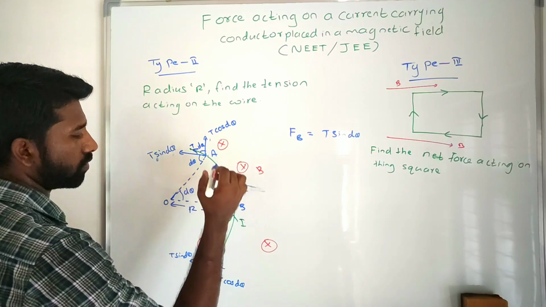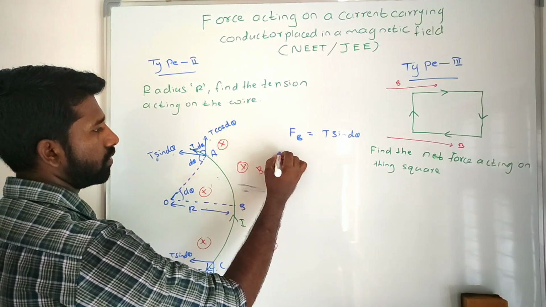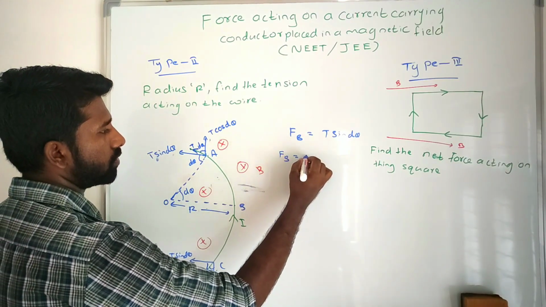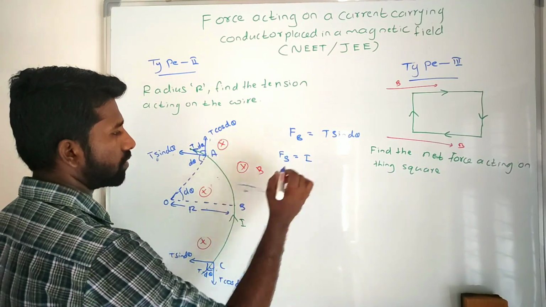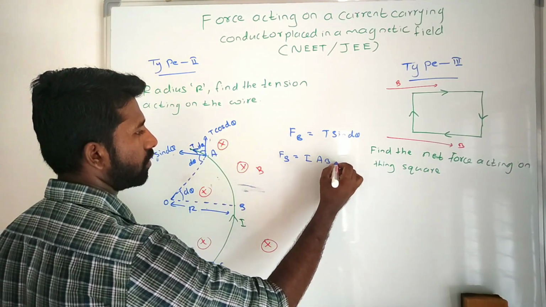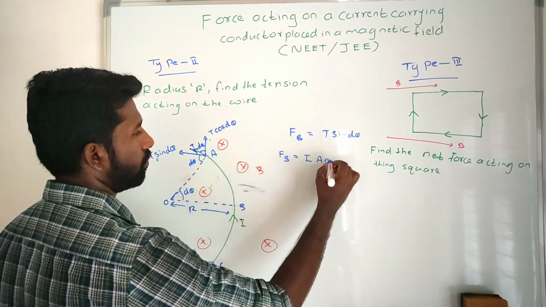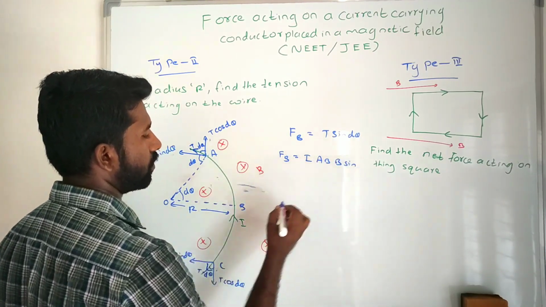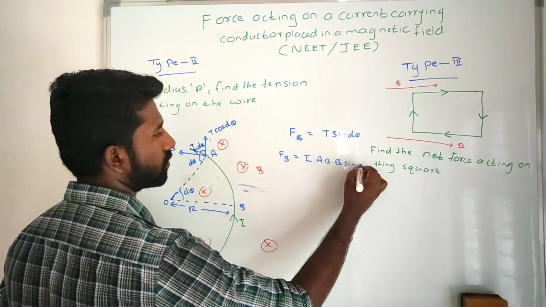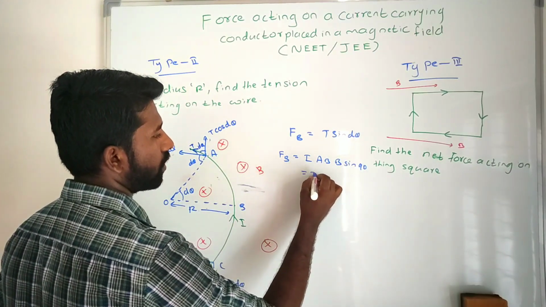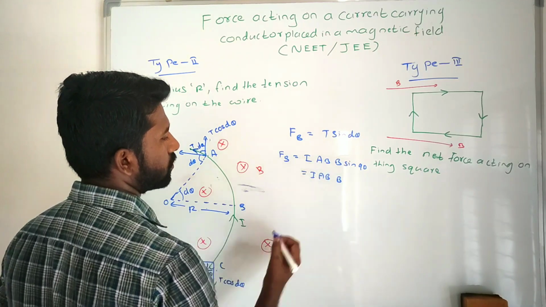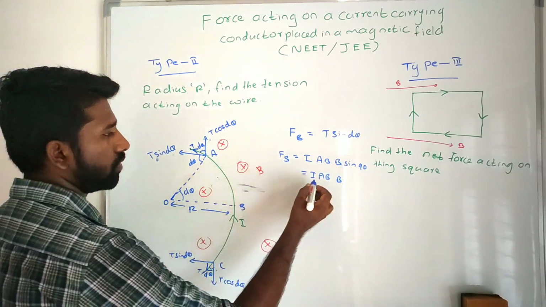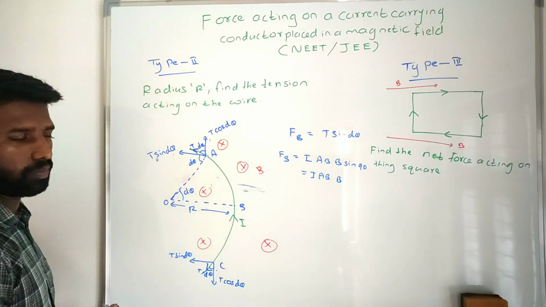What is the magnetic force acting on AB? That is F_B on AB equal to I into AB into B sin theta. It is to be considered as a straight line AB, and here the angle is perpendicular, so sin 90. So what you will get? I AB B you will get. Next we have to see what AB is.